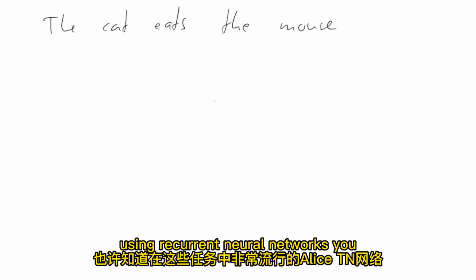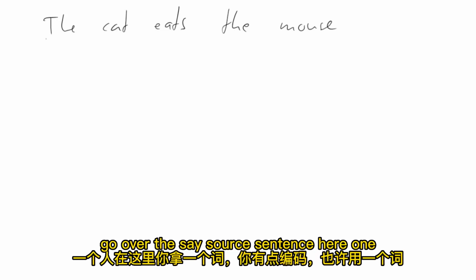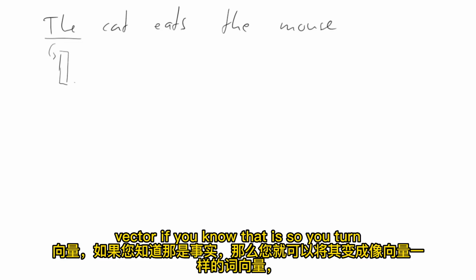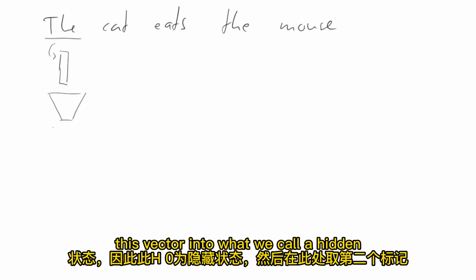You might know the LSTM networks that are very popular for these tasks. What basically happens in an RNN is that you go over the, say, source sentence here, one by one. Here, you take the word "the," you encode it, maybe with a word vector, if you know what that is. So you turn it into a word vector, and then you use a neural network to turn this vector into what we call a hidden state. So this H0 is a hidden state.